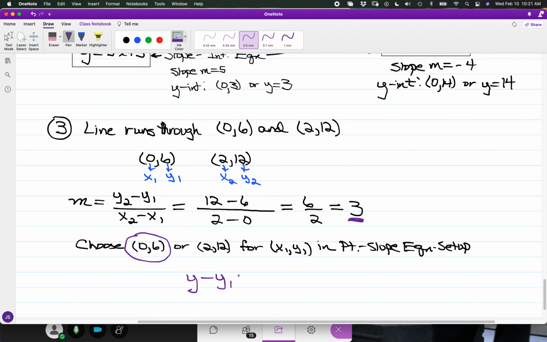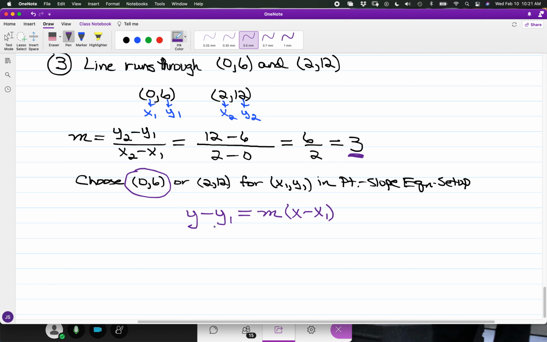So, just doing a little bit of color coding here: you have y minus y1 is equal to the slope m times the quantity of x minus x1. So again, your y1, if I choose (0, 6), is going to be 6. We have that equal to the slope m, which we have at 3, times the quantity of x minus x1, which we have at 0. Again, this is going to be your point-slope equation.